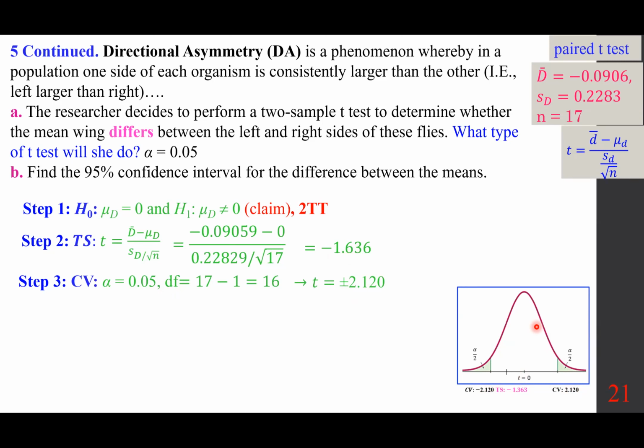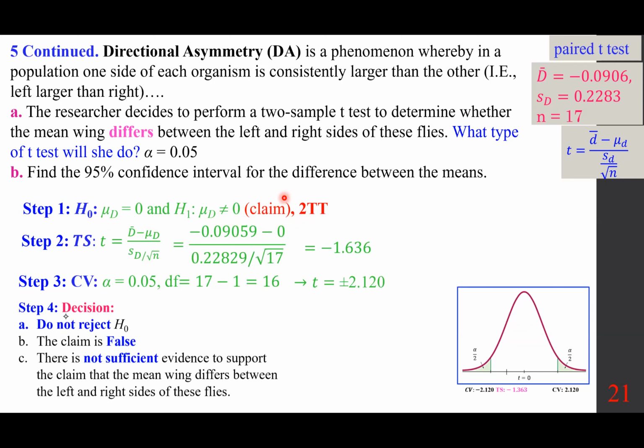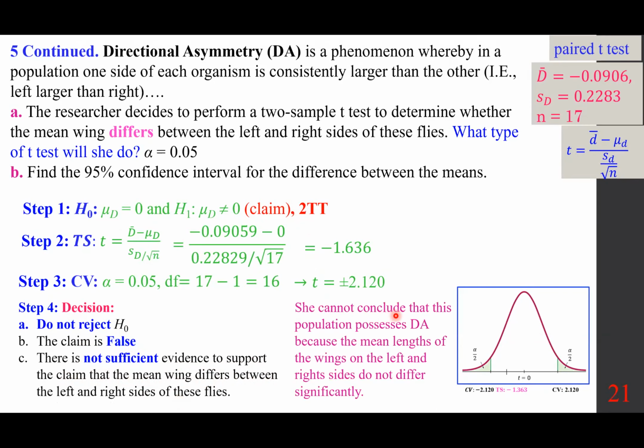So what happens? You do not reject H0. So if you're not rejecting H0, what are you rejecting? H1, which means the claim becomes false, and you write as follows. Do not reject H0. The claim is false. There is not sufficient evidence to support the claim that the mean wing differs between the left and right sides of these flies. So she cannot conclude that this population processes dA because the mean length of the wings on the left and right sides do not differ significantly.